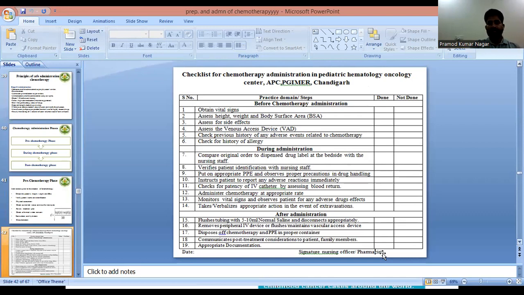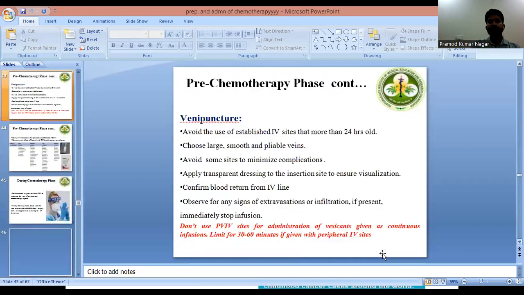This is mainly 19 topics and 19 subtopics, covering before, during, and after administration. In venipuncture, avoid the use of an established IV site that is more than 24 hours old. When we administer chemotherapy, we always try to keep the IV line fresh, which means there should be a clear backflow.